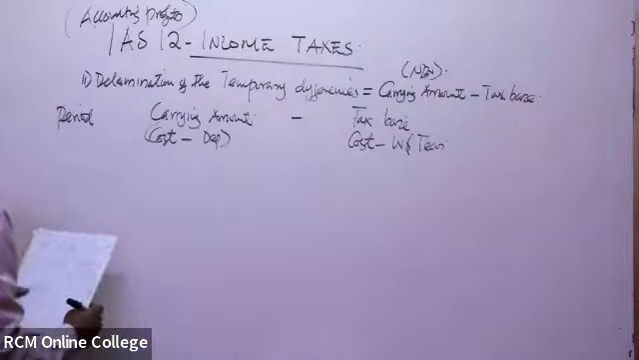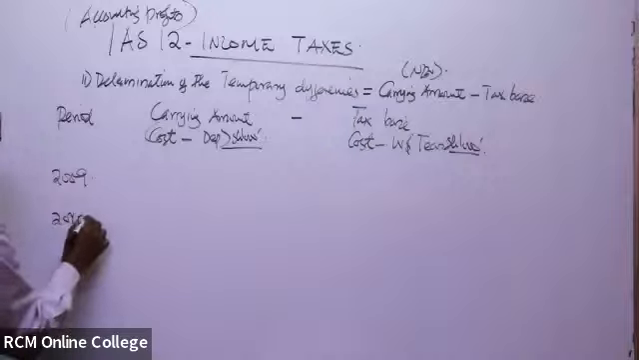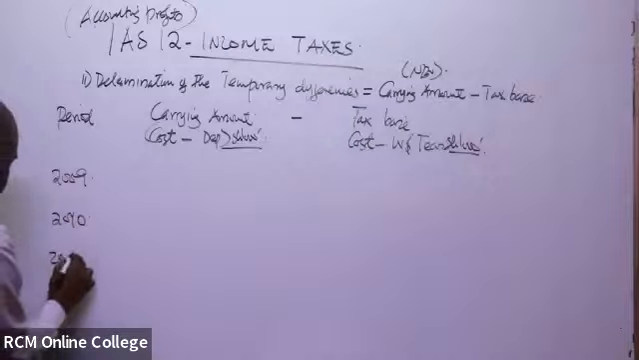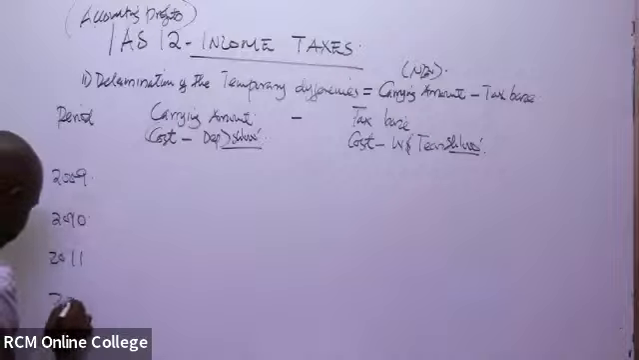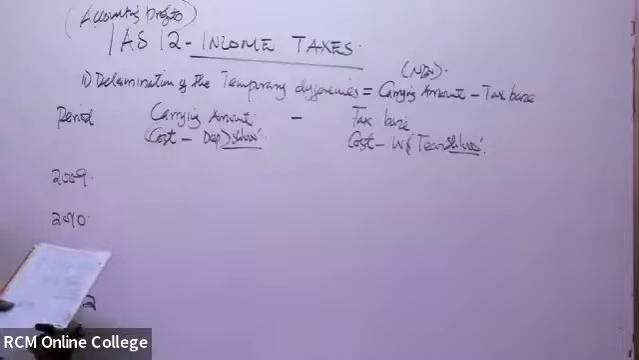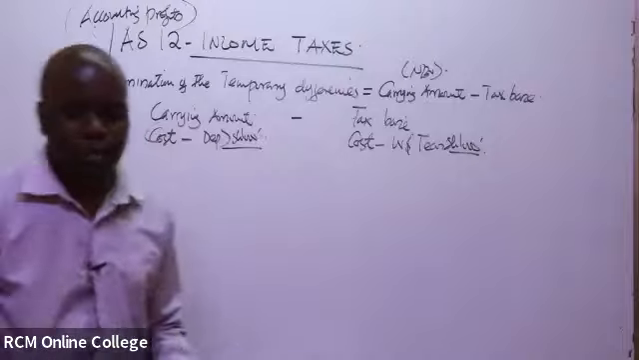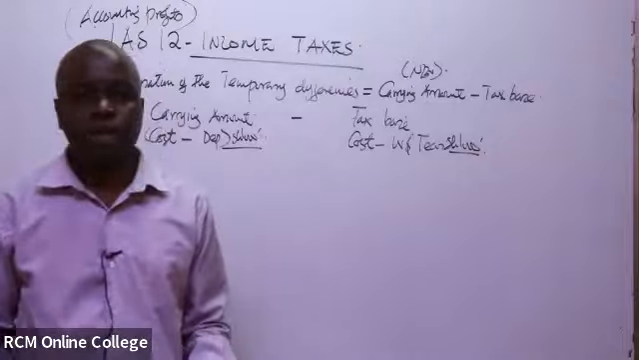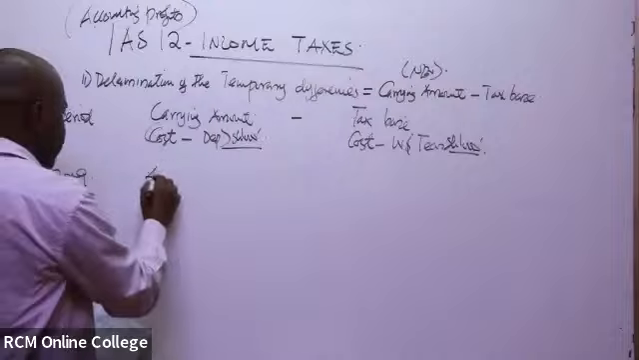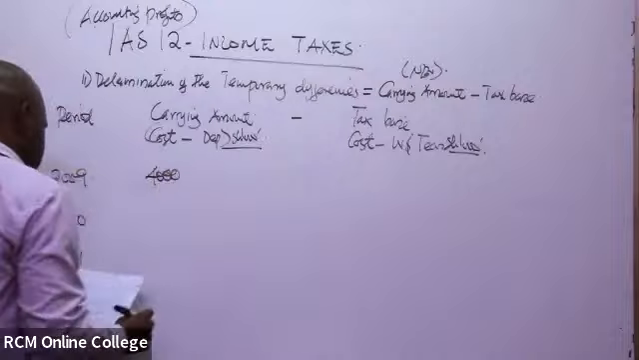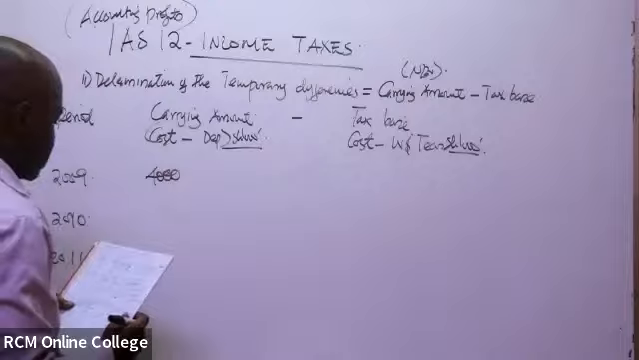So we have in this case 4 years. We have 2009, 2010, 2011, then 2012. The cost of the asset is how much? It is actually 4 million. It simply means that for the first year, 2009, the cost was 4 million.